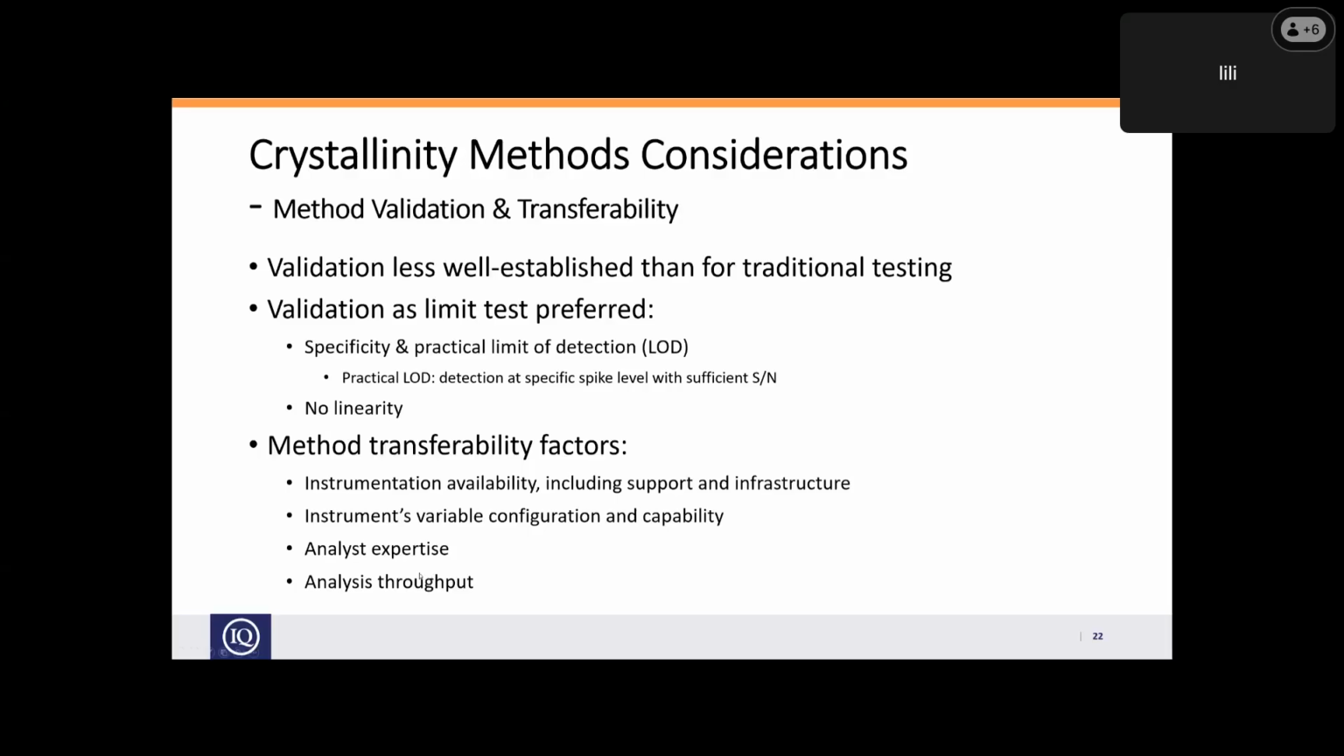And other things: it happens quite often for some very specialized techniques that analysts may not have sufficient expertise to support those tests, even though the instrument is available. And another factor to consider during method transfer would be whether this type of technique has the sufficient throughput that will be required by the crystallinity method testing.